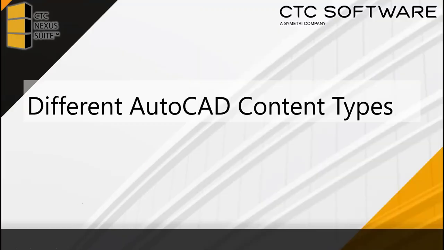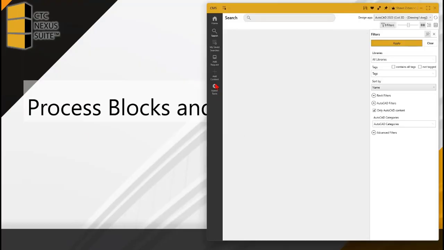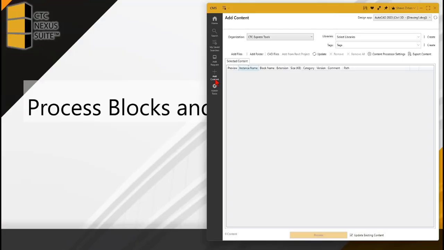So those are all the different AutoCAD content types that are directly AutoCAD that you can put into this environment. Now, let's talk about how to process some of this content in. You can process blocks and basically any file-based support content directly into the CMS very easily by simply dragging and dropping some content across into the CMS Add Content window. So you do this by going to the Add Content area here.